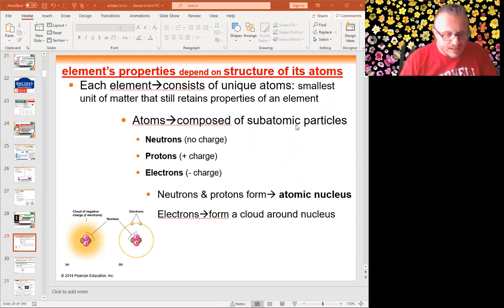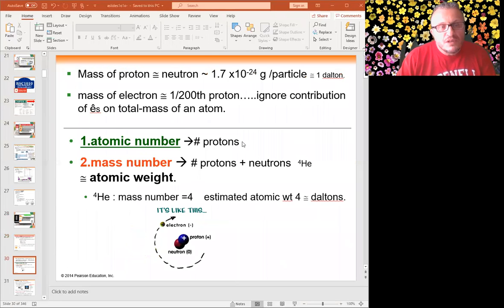Okay, so atoms have protons, neutrons, and electrons. The protons and neutrons are located in the nucleus, and their masses combine to give the atomic mass, and electrons are located in the electron shells. Okay, atomic number and atomic weight. Atomic number is the number of protons. Atomic weight is basically the number of protons plus neutrons. That's why atomic weight or mass number is bigger than atomic number.